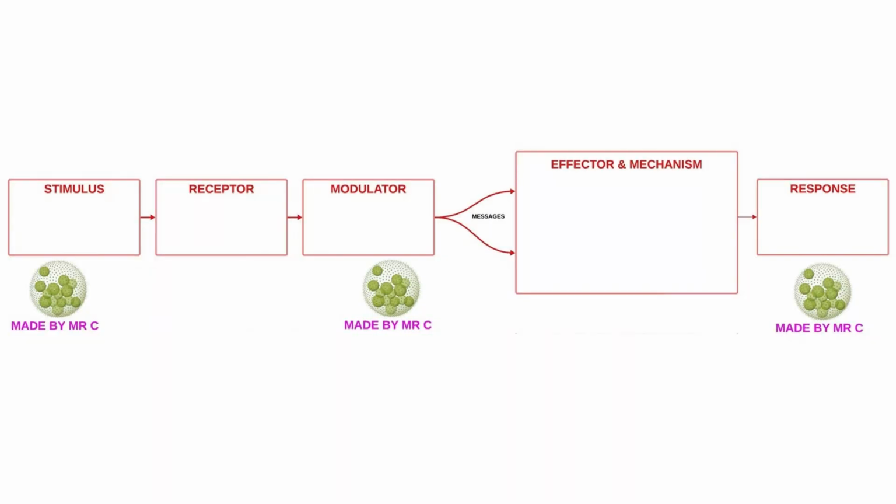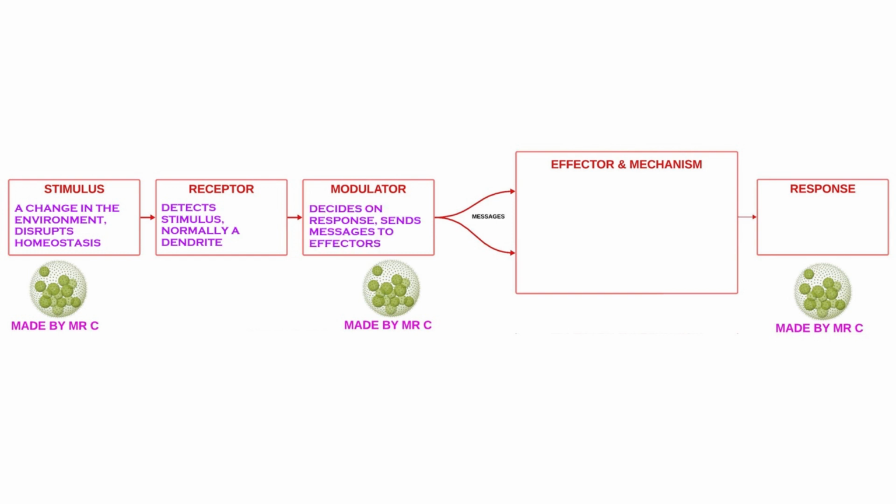So first of all, we're going to go through the stimulus response model again. The stimulus is a change in the environment that disrupts homeostasis. A receptor is a modified dendrite that detects the stimulus. The modulator decides upon the appropriate response and sends messages to the effectors. There are two types of messages. There's neural, which is nerves, and endocrine, which is hormones.